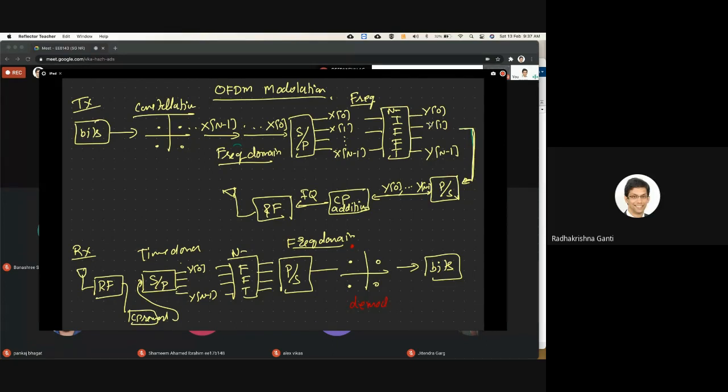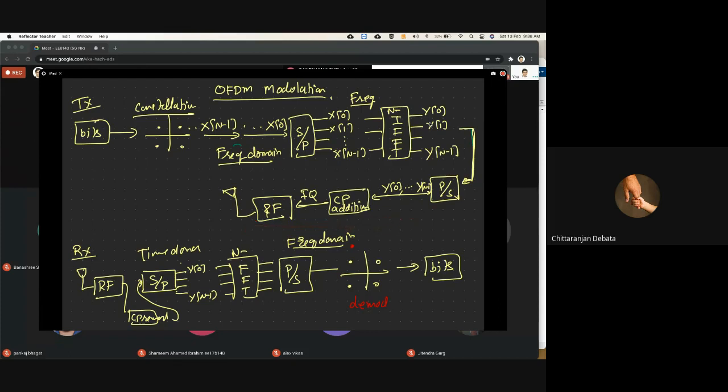Theoretically, you can do anything. It doesn't matter. You can do IFFT at the receiver and FFT at the transmitter. They should be orthogonal to each other. But the idea is this. That's what I'm telling you: the reason why they say IFFT at the transmitter is you always want to transmit a time domain signal.